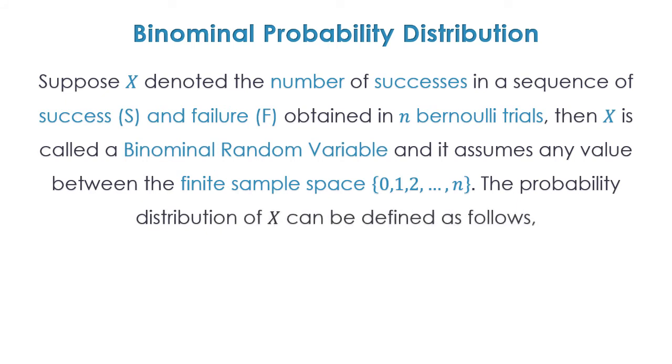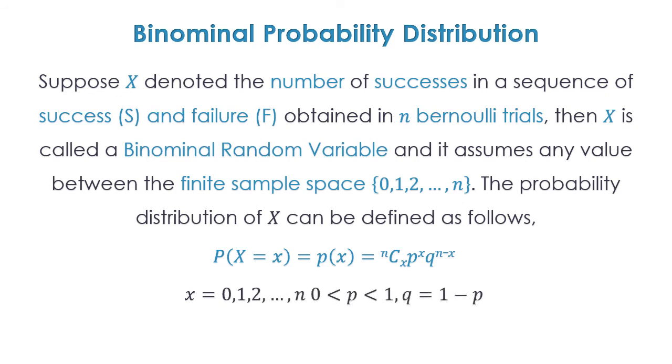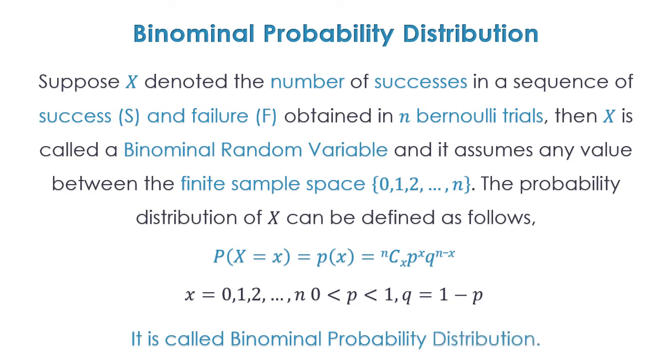The probability distribution of X can be defined as follows. P(X = x) is nCx p^x q^(n-x). Here nCx, n is the total number of trials, x is the favorable number of trials, p is the probability of success raised to the favorable number of trials, q is the probability of failure raised to total trials minus favorable trials. Here x is from 0 to n, p is between 0 and 1 and q is 1 minus p. This formula is called the binomial probability distribution.